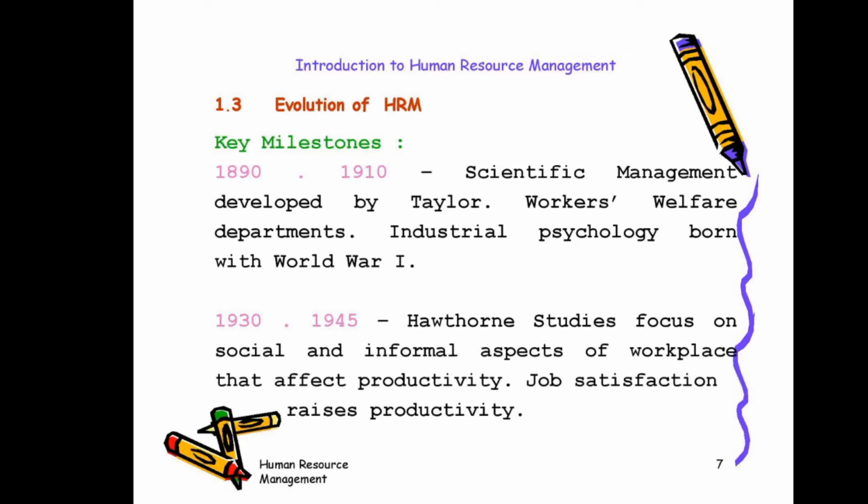Please don't think, why are we talking about very old periods? This topic is about how the HR concept has arisen. Then from the year 1930 to 1945, the Hawthorne studies. They focused on the social activities and informal aspects of the workplace, and how these affect productivity. Please understand, I asked during the class itself, what is production and what is productivity.